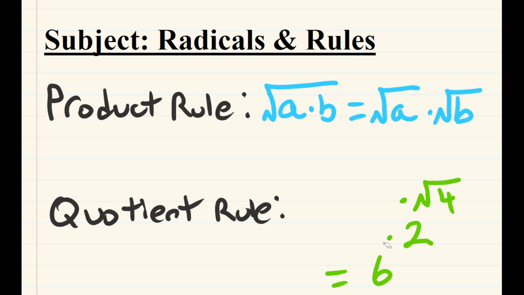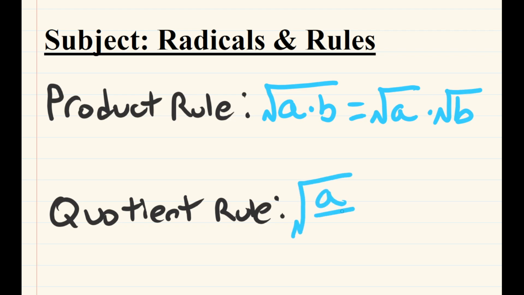Now let's focus on the quotient rule. The quotient rule is also very similar. Instead of multiplication, we'll be using division. So let's say we had radical a divided by b. This is the same thing as radical a over radical b.